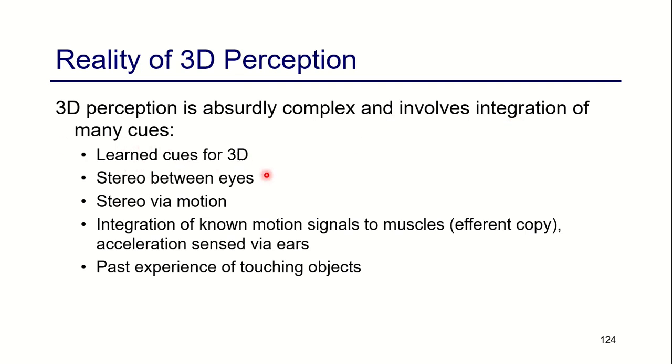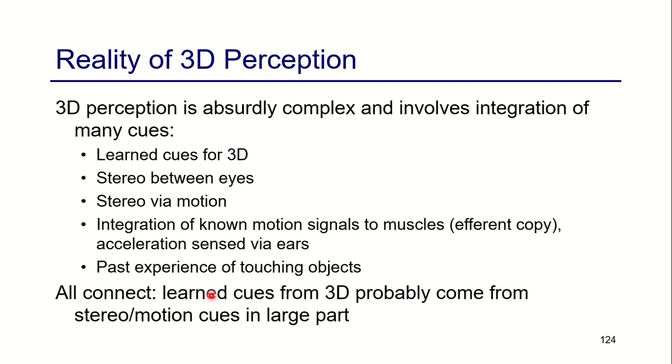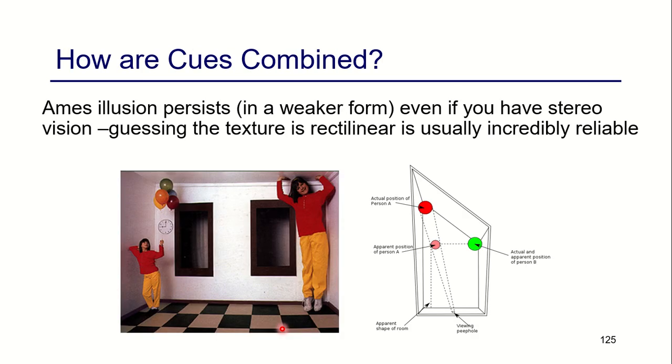So learned cues for 3D are used, and stereo between the eyes, then stereo via motion, then integration of known motion signals to the muscles, and acceleration sensed via the ears, and past experience of touching objects. All these will be used for 3D perception and are all connected. The learned cues for 3D probably come from stereo motion cues in large part.